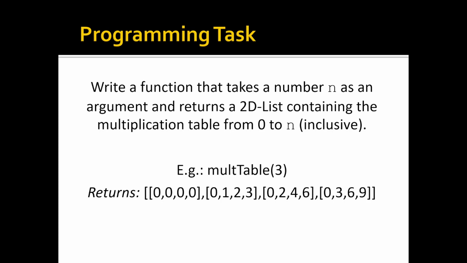So if we said mult table at 3, this would return a 2D list where the entries in that list correspond to what they would be in a 2-dimensional multiplication table. So notice that first row is all zeros because the first value would be 0. The second row is all the multiples of 1, the next the multiples of 2, the next the multiples of 3. Okay, so let's see if we can solve this.